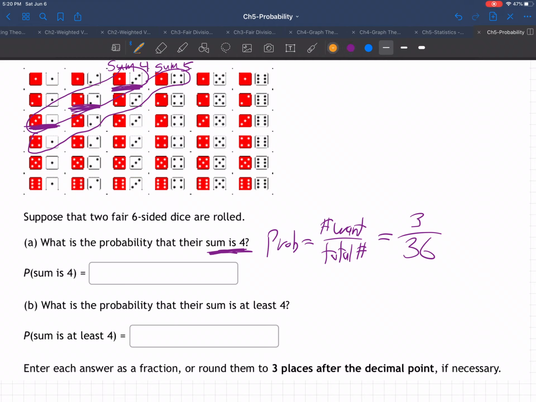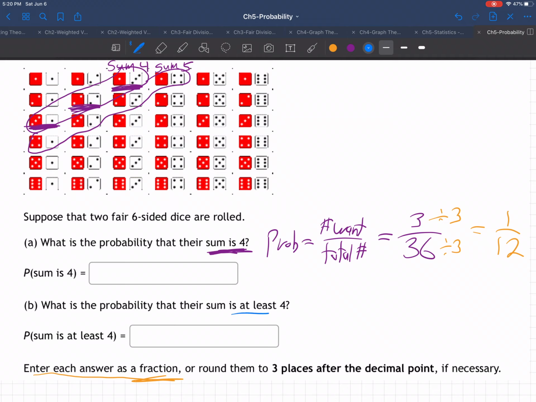We have to reduce that fraction. So, enter each answer as a fraction. Divide by 3, top and bottom, this will be 1/12. Okay, let's answer the next question now.